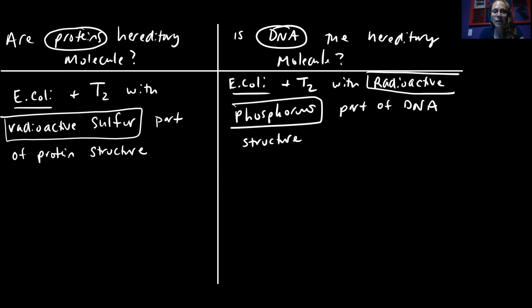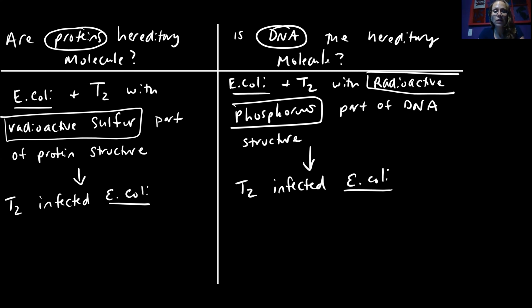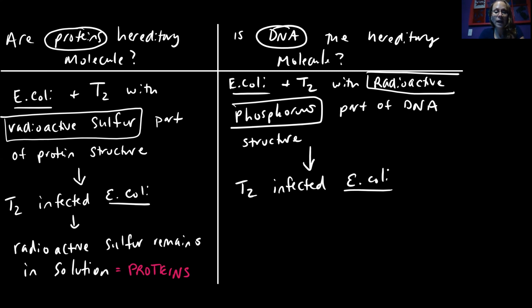In the second set, they did E. coli and T2 with the radioactive phosphorus. Phosphorus is going to be part of the DNA structure. The T2 in each case is going to infect the E. coli, and then we're going to see in the flask with the radioactive sulfur that the sulfur remains in the protein solution rather than in the cell pellet.